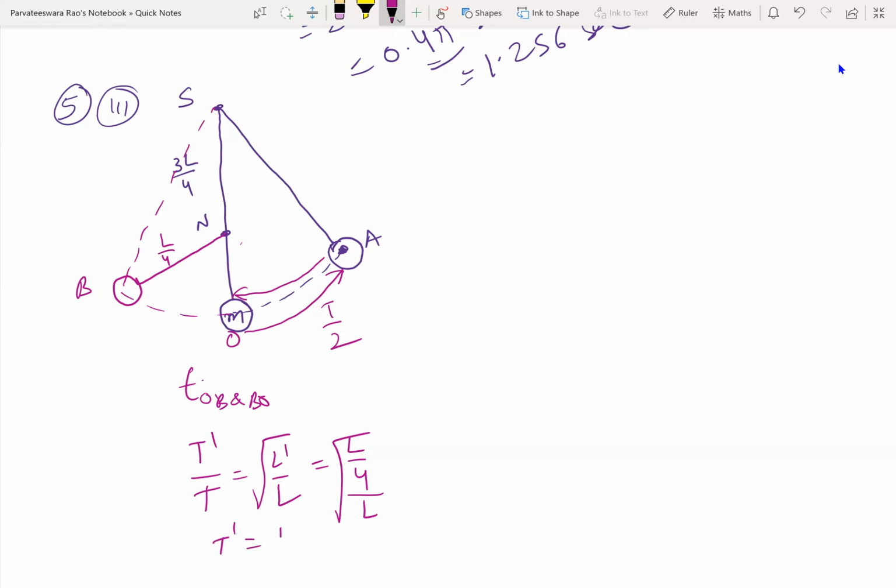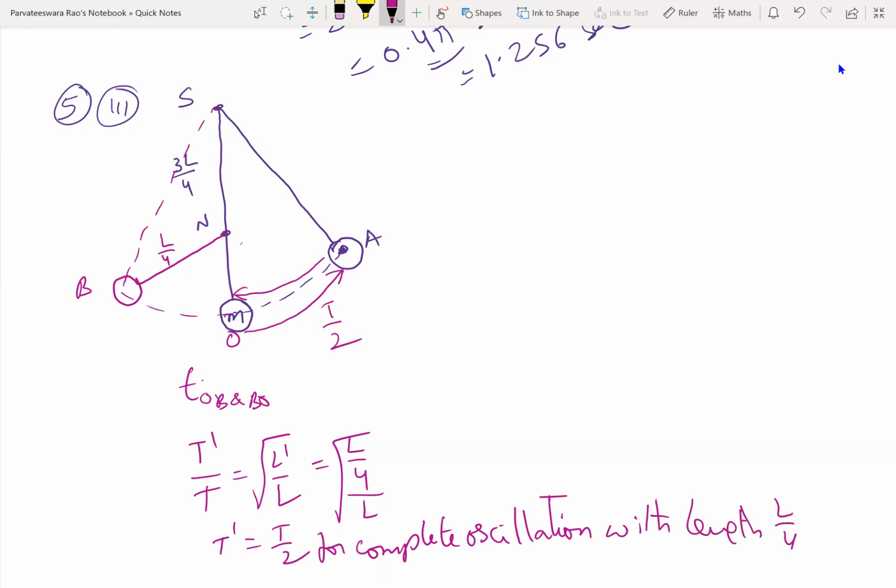So T dash is T by 2. For a complete oscillation, from O to A with length L/4. But it is from OB to BO. So here TOB and BO will be T dash by 2 only. Means T dash is T by 2 by 2. So how much? T by 4.